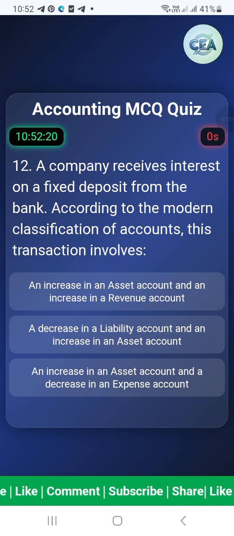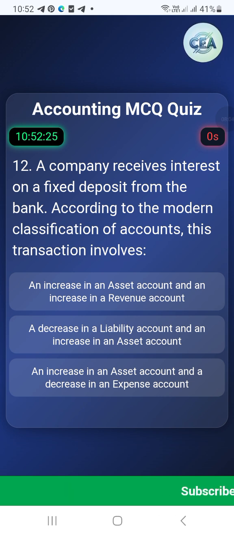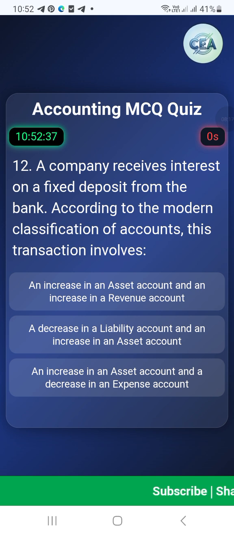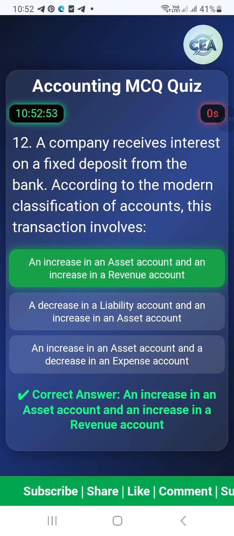12. A company receives interest on a fixed deposit from the bank. According to the modern classification of accounts, this transaction involves: Option 1. An increase in an asset account and an increase in a revenue account. Option 2. A decrease in a liability account and an increase in an asset account. Option 3. An increase in an asset account and a decrease in an expense account. Correct answer is an increase in an asset account and an increase in a revenue account.